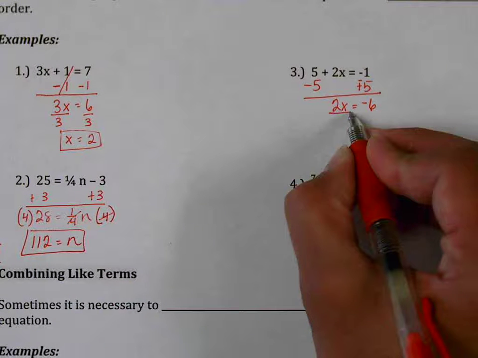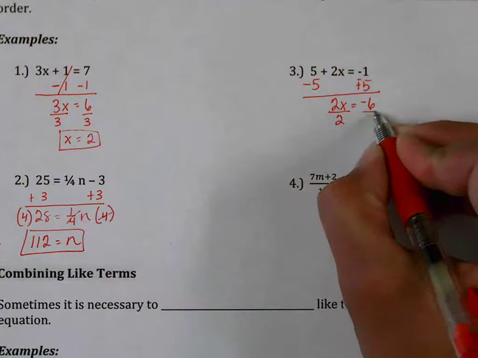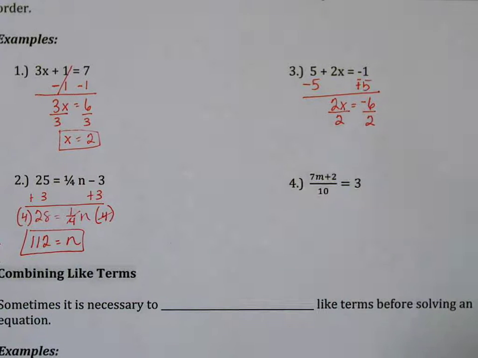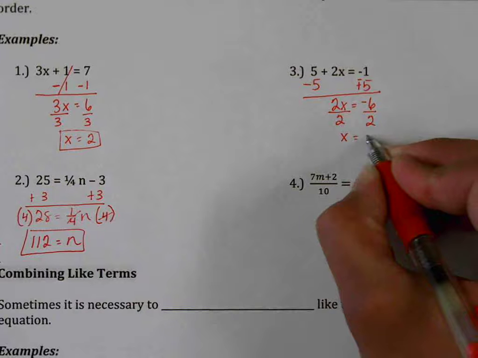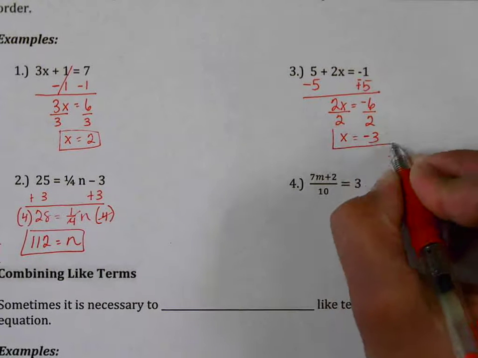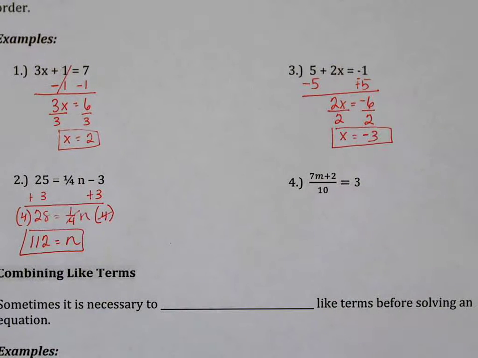Now I'm going to divide both sides by 2. x equals negative 3. Now please make sure that you are showing your work exactly like I am. We will be looking at your work and making sure that you're doing the whole process. We don't want any guessing and checking, and we don't want any doing this in your head. Want to show every step.